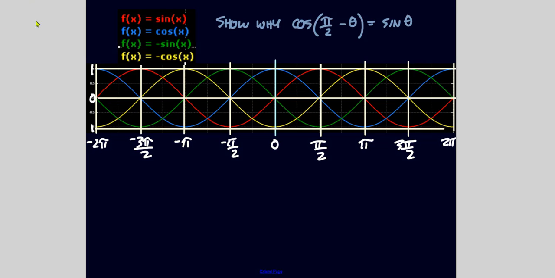Alright, so now let's show why cosine of pi over 2 minus theta is equal to sine theta. What I'm going to first do, and I did this in a previous video, is start out with what the cosine of theta minus pi over 2 is. So cosine theta is in blue here. This is a shift pi over 2 to the right. So notice this is sine theta. If I shift cosine pi over 2 to the right, I get sine theta.